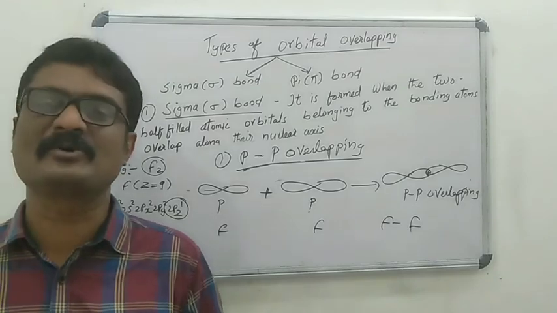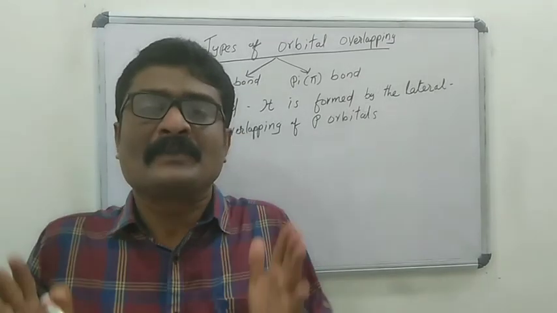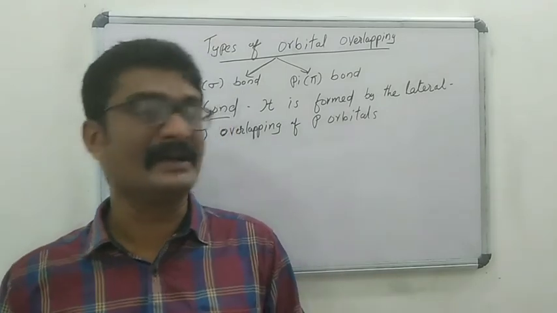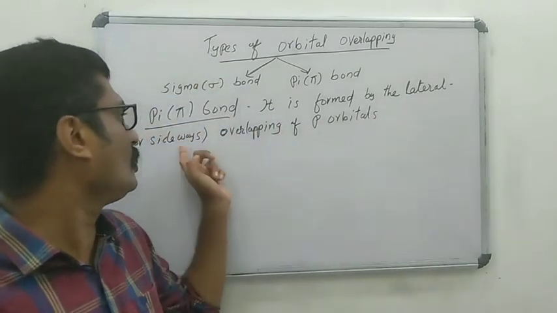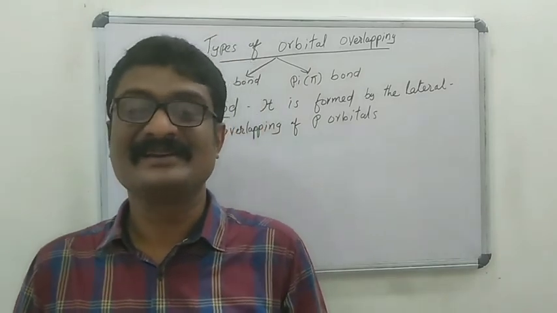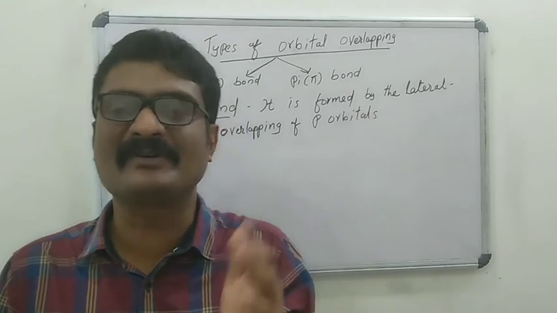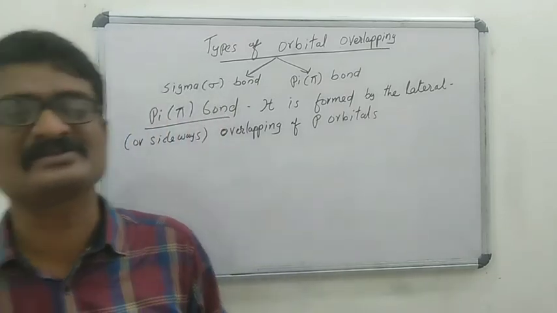The next type of covalent bond is the pi bond. Please listen. A pi bond is formed by the lateral or sidewise overlapping of p orbitals.